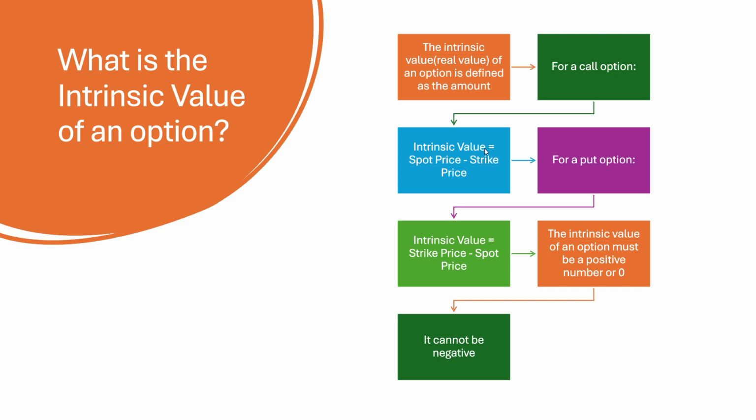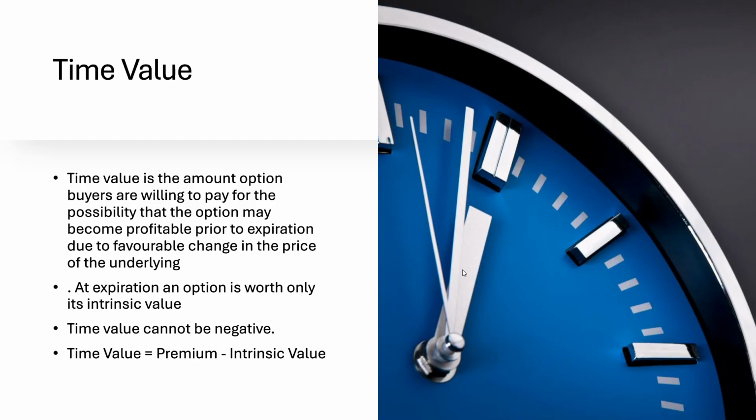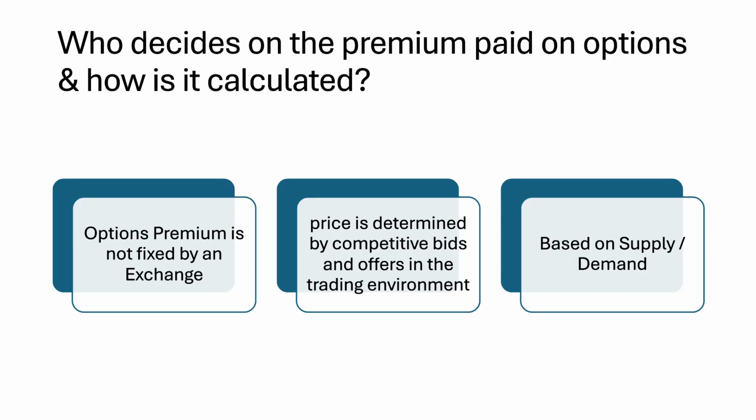So how do we calculate intrinsic value for a call option, and for a put option? Premium minus intrinsic value, the remaining everything is time value. And how was this option premium calculated?